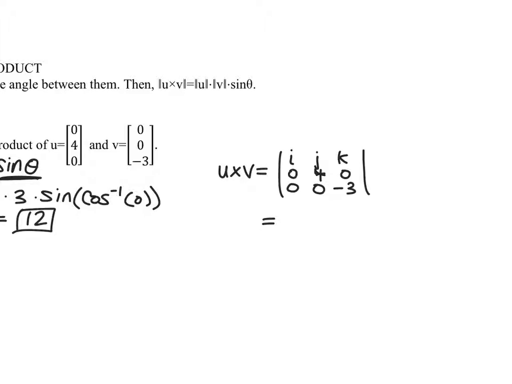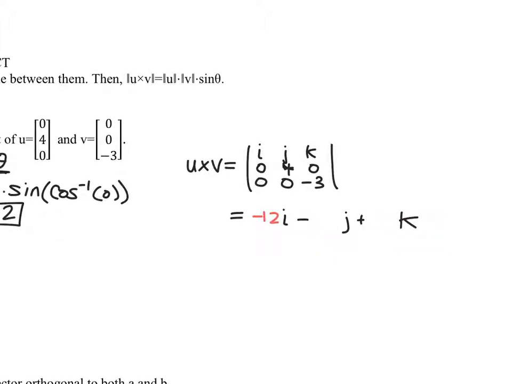All right, so we know it's going to alternate in sign: i, then negative j, then positive k. So for the i, it's going to be 4 times negative 3, so negative 12. So diagonal down minus diagonal up, so negative 12 minus 0 is just negative 12. So I'll just highlight that part.